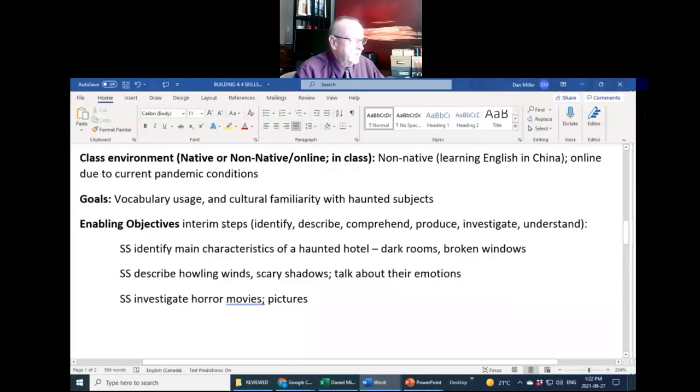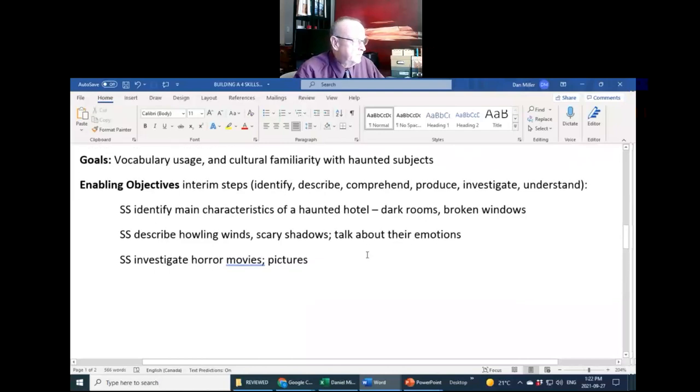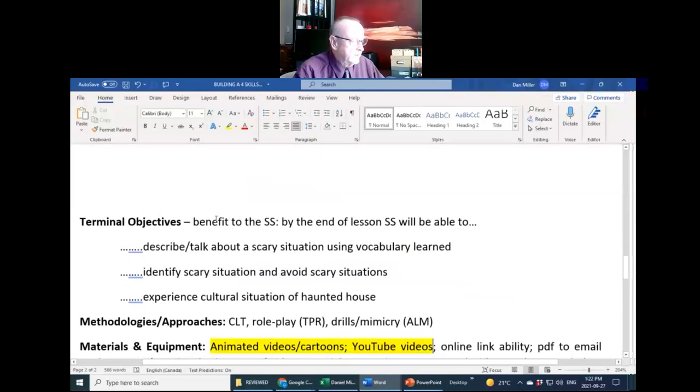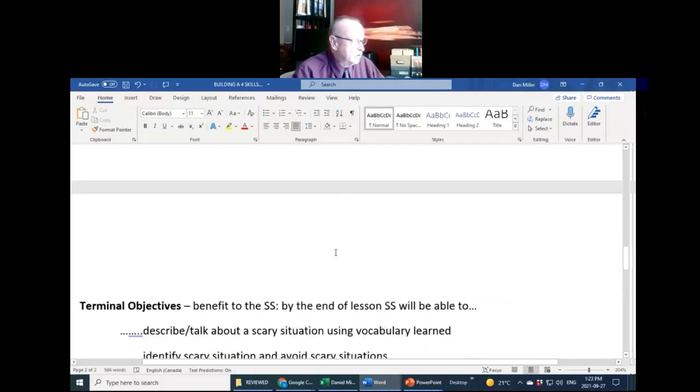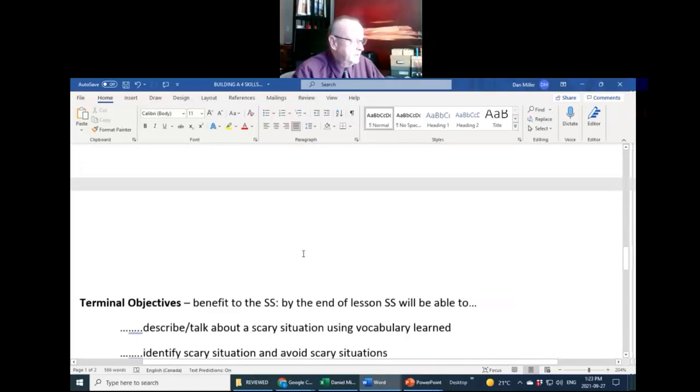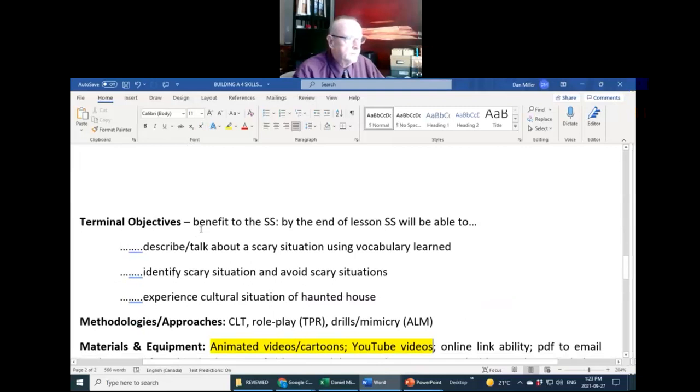So enabling are the interim steps where the student is able to identify, describe in 3 or 4 sentences to express what they're doing during the lesson. And then the terminal objectives, the benefit to the students at the end of the lesson. This is what they'll be able to do at the end of the lesson. So they will be able to successfully do these various items, these 3 or 4 items that you list. This is where they're learning to do it, enabling objectives, and this is where they have learned to do it, and now it's a benefit to them.